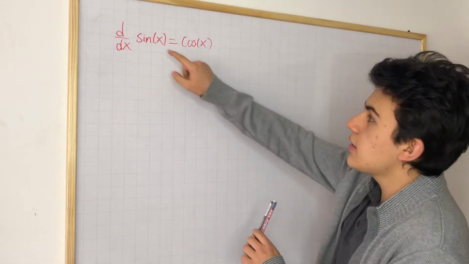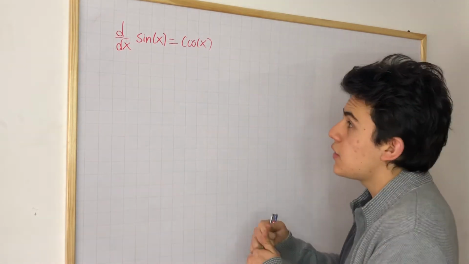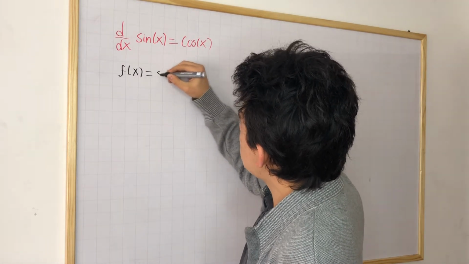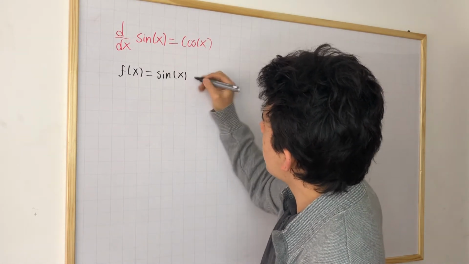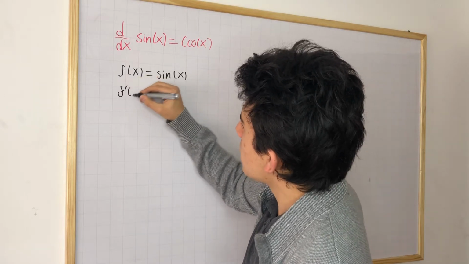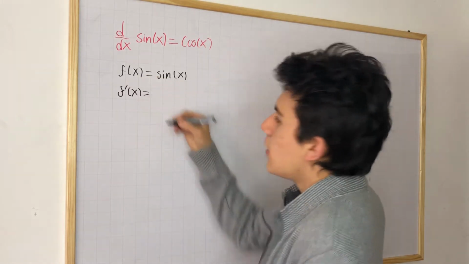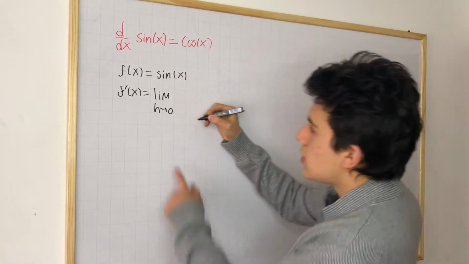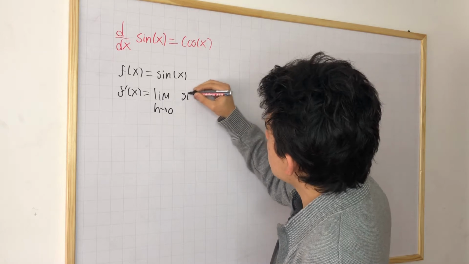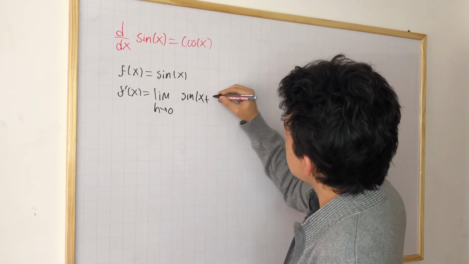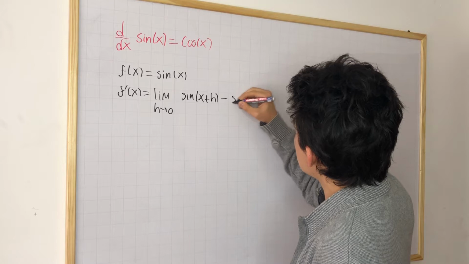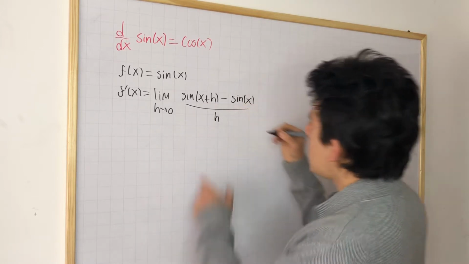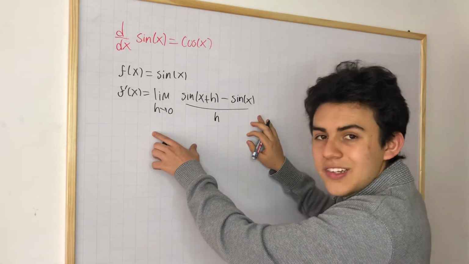So for finding the derivative of sine of x, we're going to use the definition. So first of all, we're going to define a function that is going to be sine of x. And then we're going to find f prime, which is the derivative. Now we know how to do that. We know that it's going to be the limit as h approaches 0 for the function sine of x plus h minus sine of x, and all of this divided by h, okay? So this is going to be our initial setup.